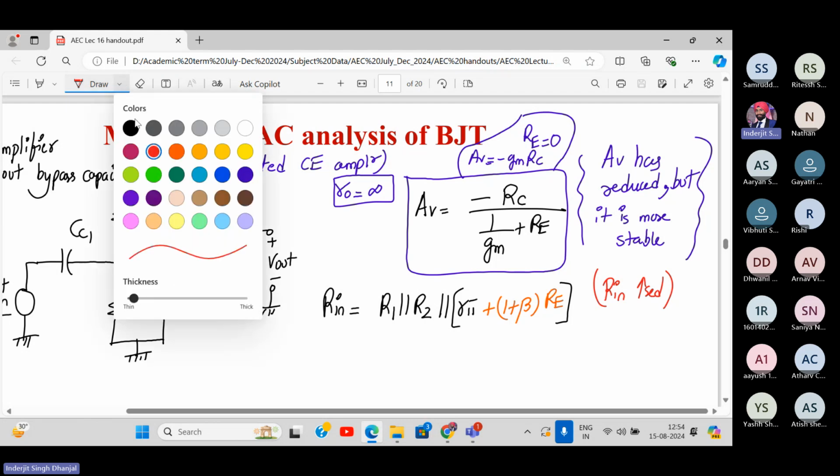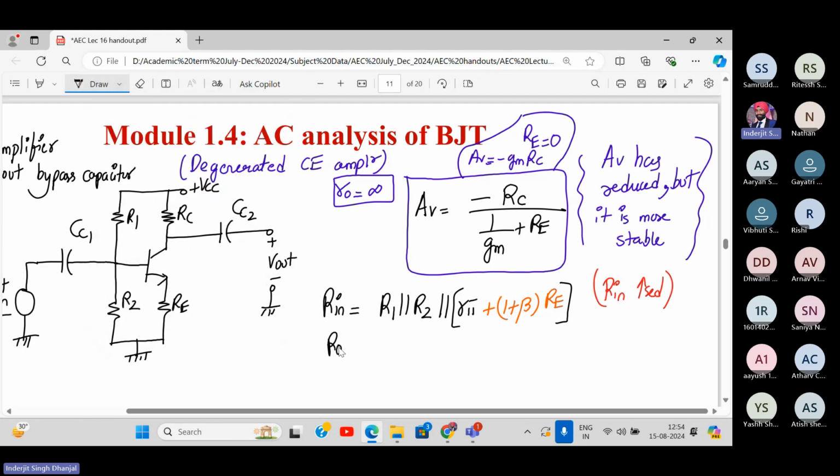And what about R out? R out remains the same. So what was the formula for R out? In this case, it is RC. It remains same. Rest all the analysis remains same.